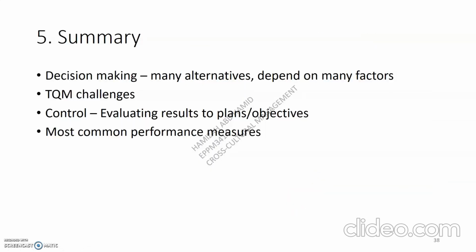So as a summary, for decision making, there are many alternatives, and they also depend on many factors. There are also many challenges to implementing total quality management. We also discussed control, which is evaluating results against plans and objectives. We also discussed the 3 most common performance measures.